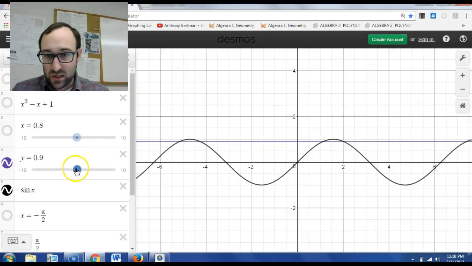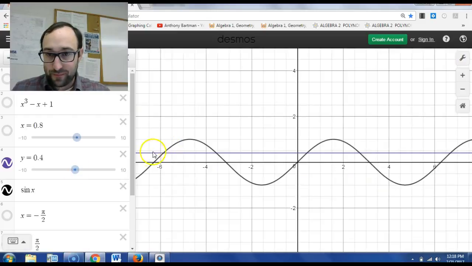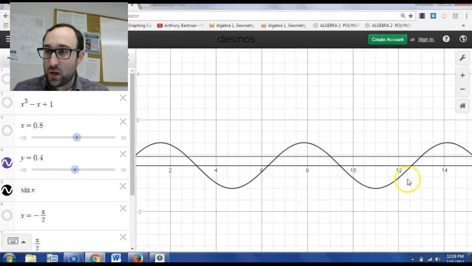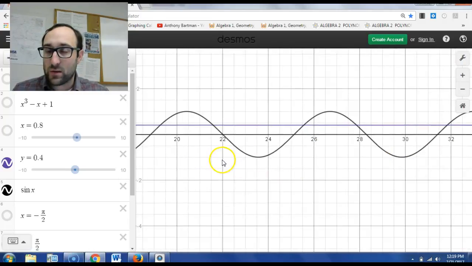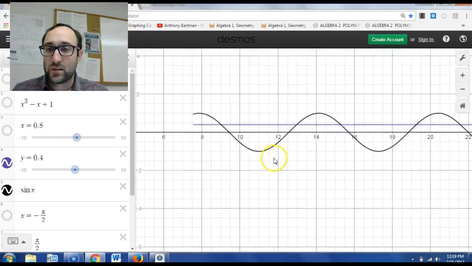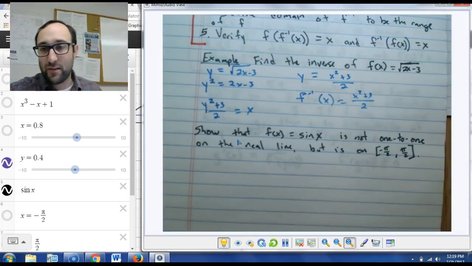Now, is it a horizontal line test passer? No, which means right here we have an infinite amount of points. If I keep going this way, it keeps on hitting more and more points, so therefore it's going to not pass the horizontal line test. So the whole thing is not one-to-one, right? It doesn't have an inverse.